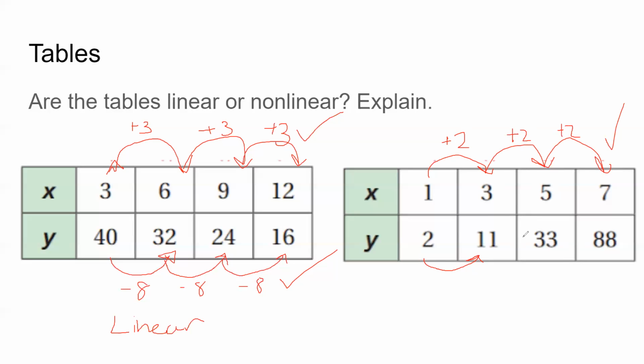Let's check these y's now. I know that's an addition problem, and I'm going to be adding 9. 2 plus 9 is 11. Now I'm looking over here. How do I get from 11 to 33? I'm going to have to add 22. I see two different numbers here. Since it goes up by two different numbers, this is going to be non-linear.